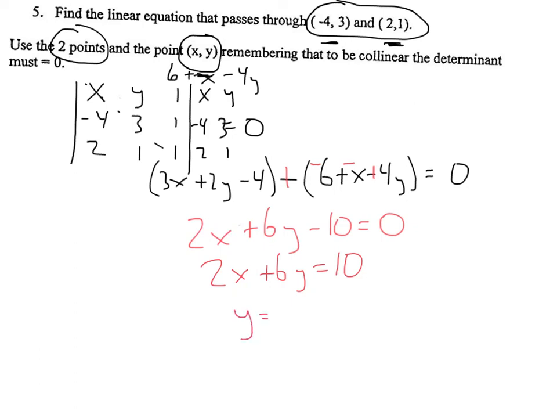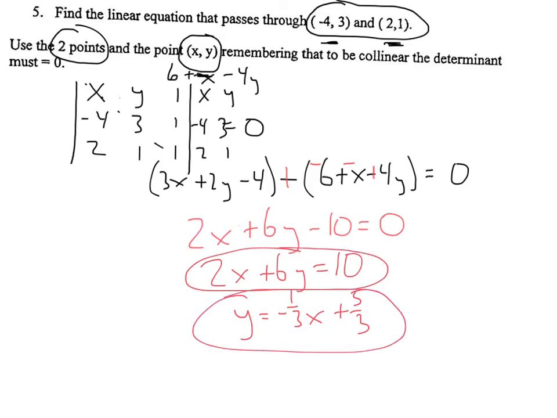If you want to write your answer in slope-intercept, you could do that as well. So subtract 2x and divide by 6. 10 over 6 is 5/3. Either way, I would accept either one of these answers, the one in standard form, or if you want to put it in slope-intercept form, that's up to you. But understand what your answer is. Your answer is this is the equation that would contain those 2 points, using determinants and areas. So, again, just some applications of determinants that I think are pretty interesting.